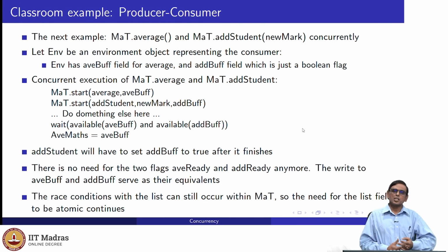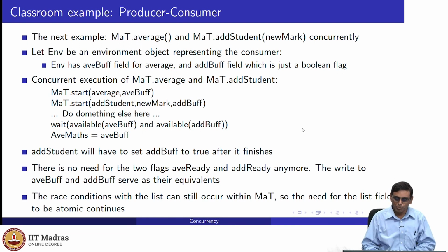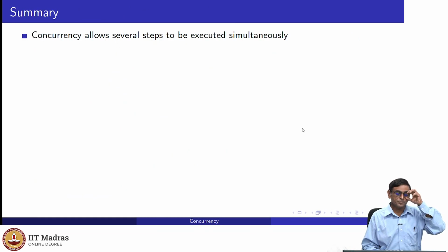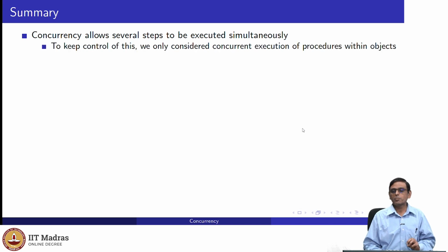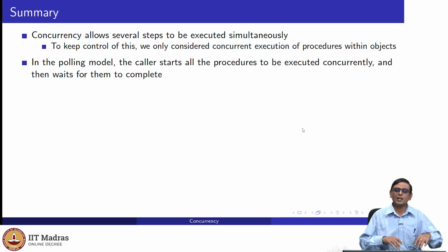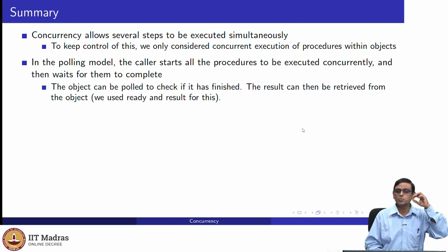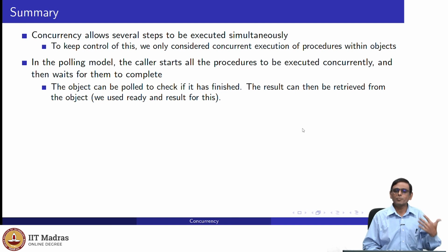So in some sense, this producer consumer model is a little bit neater and nicer and easier to understand than the polling model. Okay, but one can use either. One can use this or that. So in summary, concurrency allows us to do several things simultaneously. We keep control of it by encapsulating the concurrency within objects, and in the objects implement procedures to unbundle the procedure call. They implement the start procedure, which starts the procedure, a ready procedure, which tells you whether or not the procedure is finished, and a result procedure to return the result. That is the polling mode.